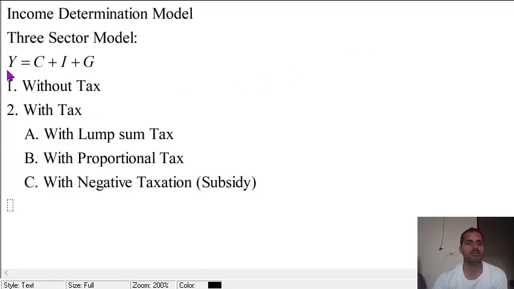Now let us come to the three sector model. As I have already told you, in the three sector model we include government. In the two sector model we did not have any government, and the economy was self-functioning, but here we have government, and government spends something, government collects taxes. So in this model there can be three situations. One situation may be that no tax is levied by government, and the other situation is with tax. Taxes collected by government are of different types, like lump sum tax, proportional tax, and subsidies, which are also called negative taxation. So we will take up all these situations one by one.